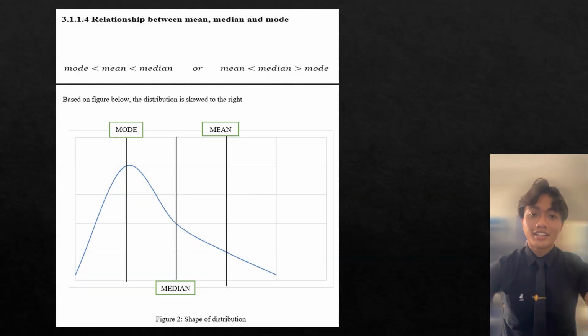Now we are going to sketch the shape of distribution. The shape of distribution shows the relationship between mean, median, and mode. So based on the ungrouped data, the median is higher than the mean and has a higher value than the mode. And the shape of distribution must be skewed to the right as in figure 2.